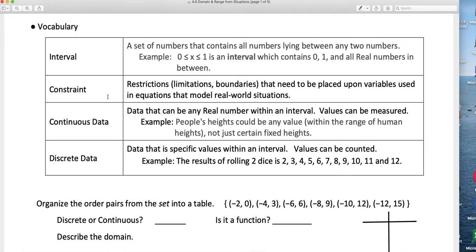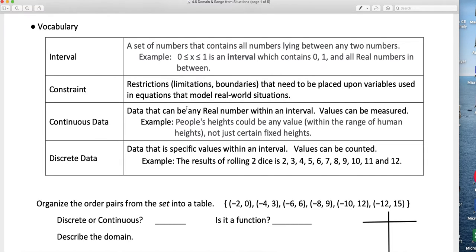Okay, what is a constraint? A restriction, which could be called limitations or boundaries, that needs to be placed upon variables used in equations that model real-world situations. You're going to see how we use a constraint. I'm going to use them several times in the examples. All right, we have looked at continuous and discrete graphs. We need to revisit this.